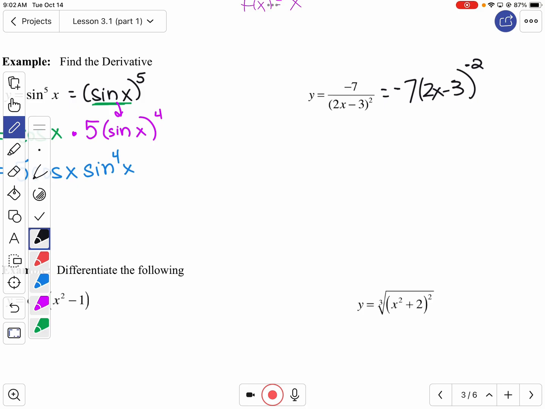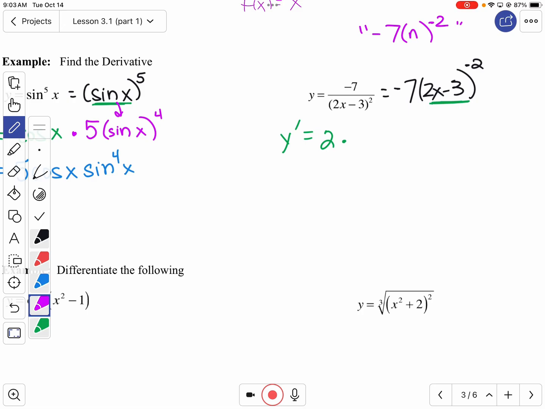So, that being the case, let's start our derivative process. Derivative of the inside. So what is the derivative of 2x minus 3? 2. Okay. We're going to multiply it by the derivative of what's happening on the outside. Now, my outside function is negative 7 times something to the negative 2. All right. So think about taking that derivative. Okay. What would you do?